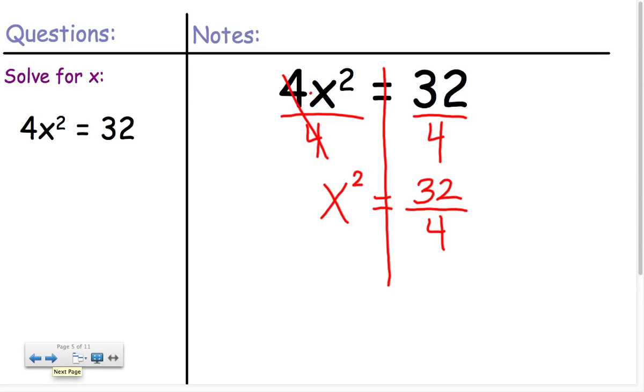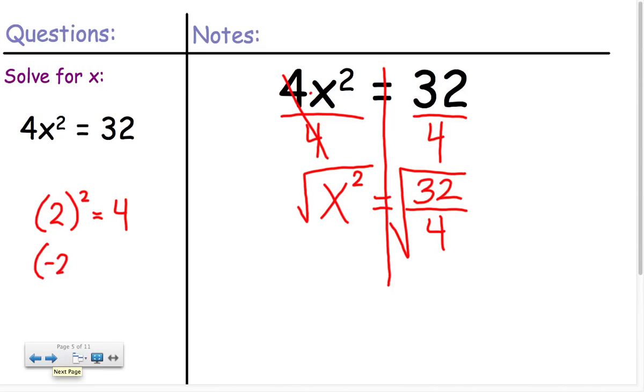And then to get rid of something that's squared, I take the square root. Now here's the thing about taking the square root of something. Something squared, whether it's positive or negative, always ends up positive. So for example, if I have 2 squared, I'd end up with 4. If I have negative 2 squared, I also end up with 4.